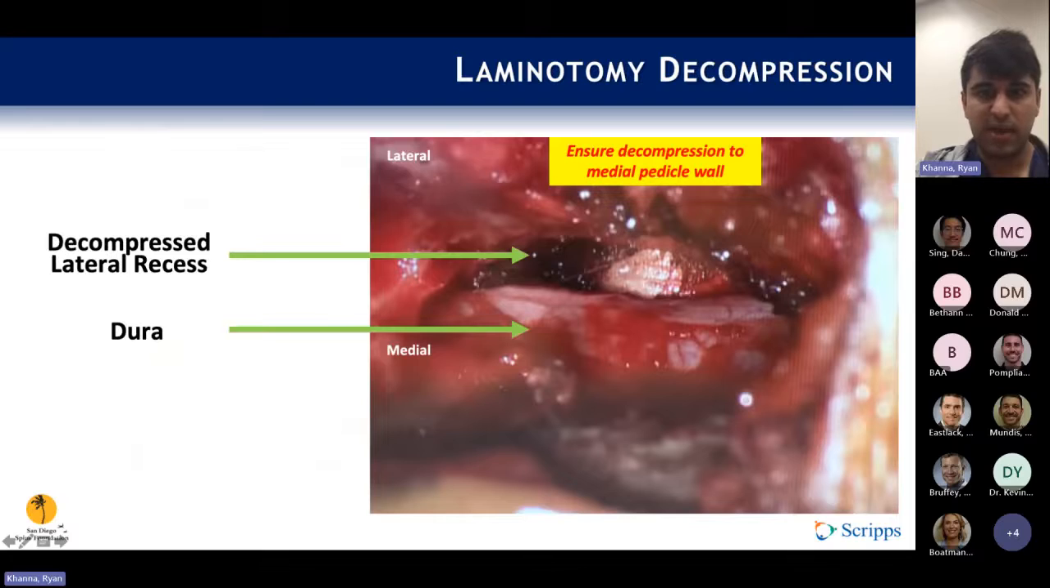Skip this slide in the interest of time. This is a picture of a patient that I was taken from last year's fellow, taking a case of Dr. Bruffy, looking at a full lumbar decompression with both lateral recess and central canal stenosis. And as you can see, there is a full decompression all the way to the medial pedicle wall.